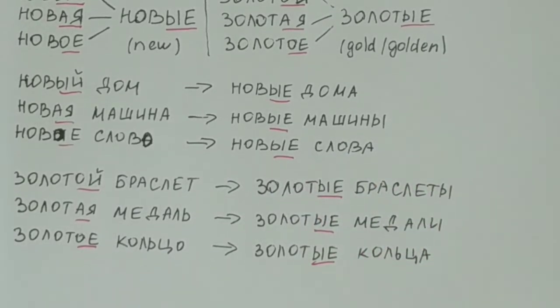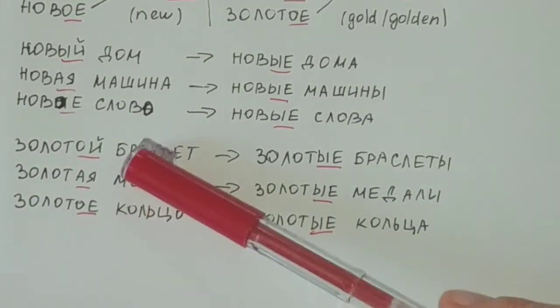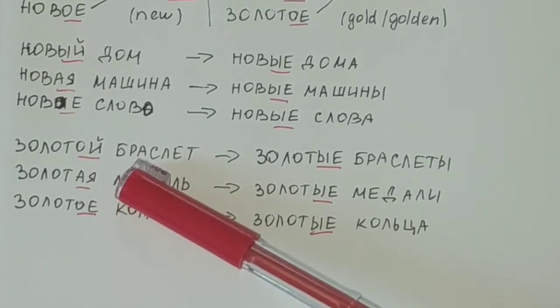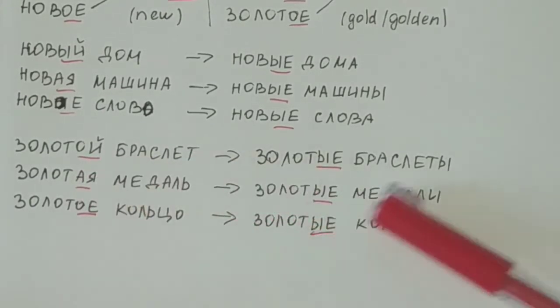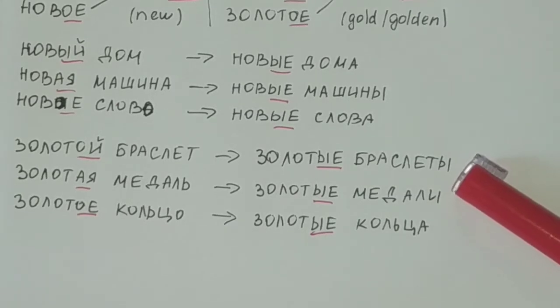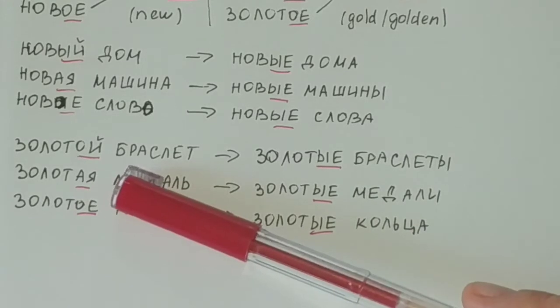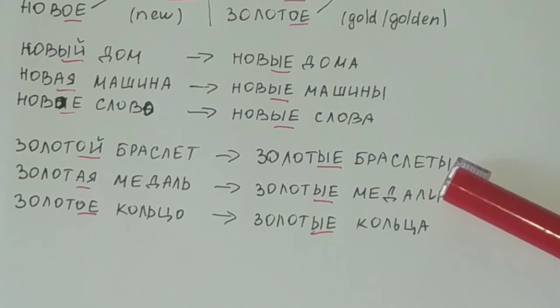And for the second group, adjectives are the examples here. So the first is золотой браслет. Браслет is bracelet. It is a noun of the masculine gender form. So the plural version will be золотые браслеты. Браслеты is the plural form of the noun браслет. It means bracelets. And золотые is the plural form of the singular adjective золотой. So the plural is золотые. Золотые браслеты means golden bracelets.